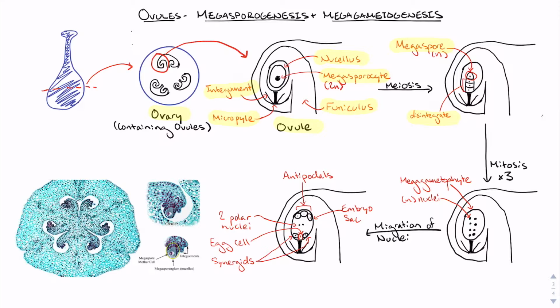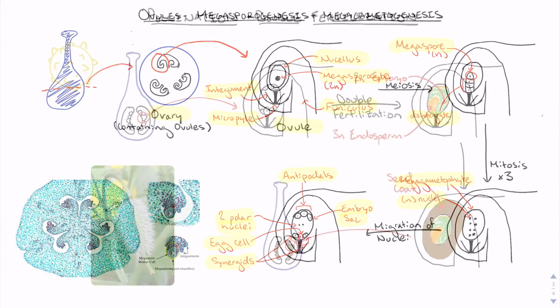The megasporocyte will divide by meiosis to produce 4 haploid cells, 3 of which will disintegrate, leaving a single haploid megaspore. Megagametogenesis begins when the megaspore undergoes 3 rounds of mitosis, resulting in the development of a megagametophyte and 8 haploid nuclei. These haploid nuclei will organize into groups. The antipodal cells are at the furthest end from the micropyle. The polar nuclei are in the center of the megagametophyte, and the egg cell and synergid cells are closest to the micropyle. This final 8-nucleate and 7-celled structure is called the embryo sac.